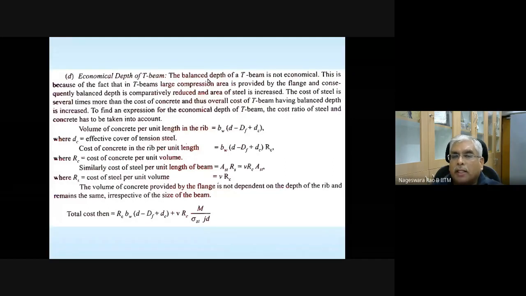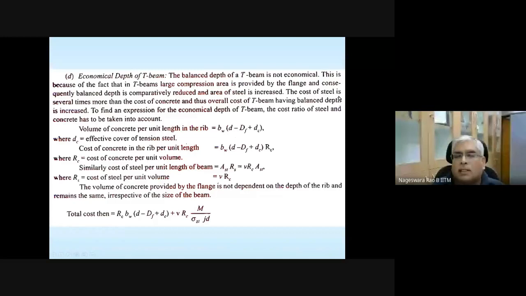So in a T-beam, what is happening is a large compression area is provided by the flange, and so the balanced depth is going to reduce. Once you have more area in the compression flange, the overall depth, the effective depth, is going to reduce. If the effective depth is reduced, then the area of steel automatically reduces, because the lever arm distance is going to reduce. Let's make a note of this point and proceed further.